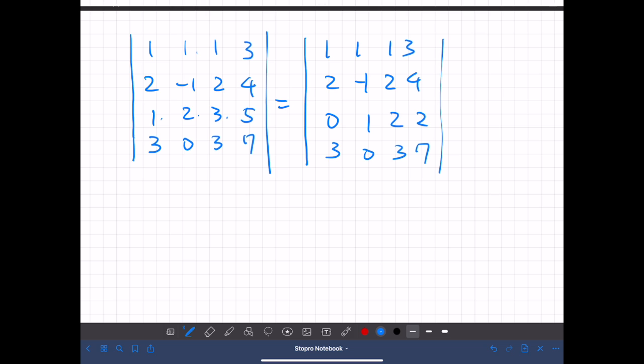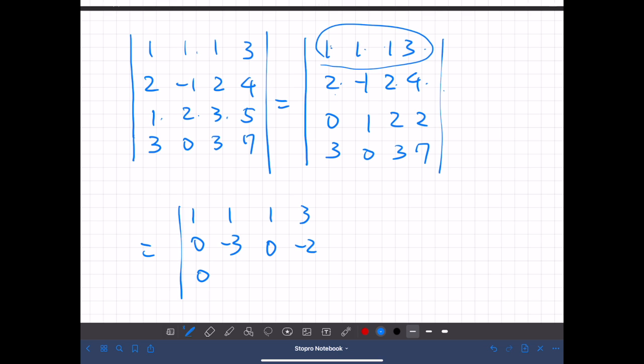Okay, and we do a similar thing. Let's subtract 2 times the first row from the second row. Then that will give us: 2 minus 2 times 1 is 0, and the first row stays 1, 1, 1, 3. Negative 1 minus 2 times 1 is negative 3. 2 minus 2 times 1 is 0. And 4 minus 2 times 3 is negative 2.